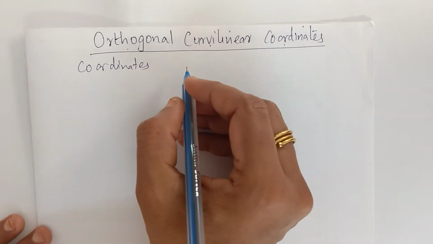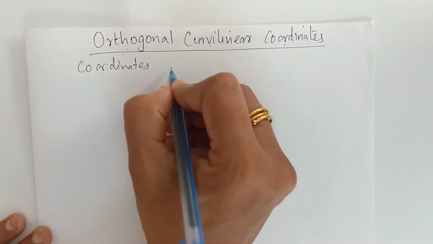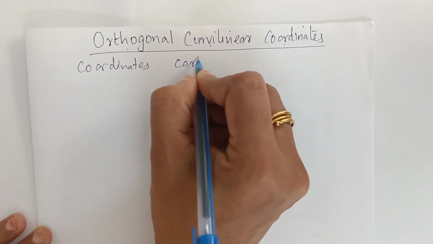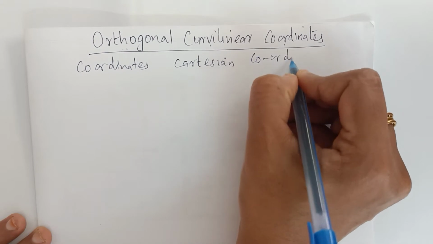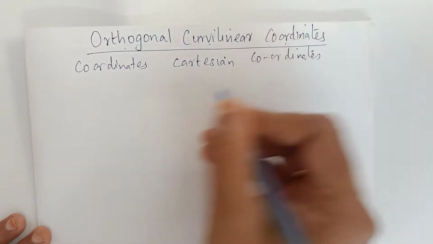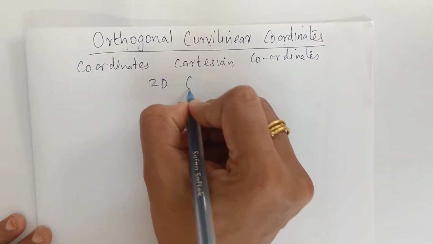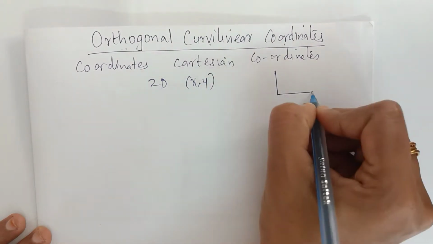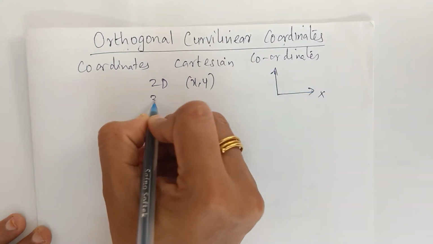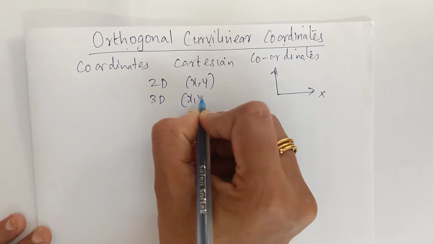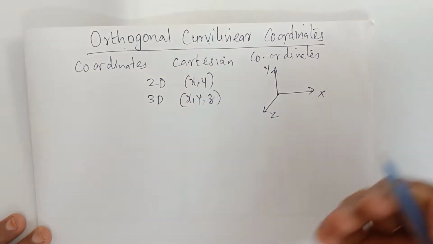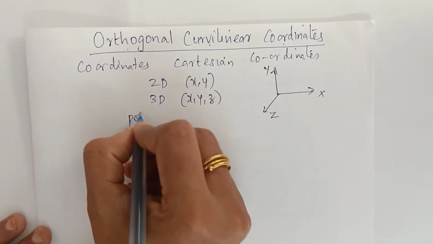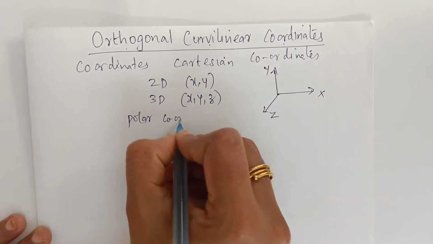We have Cartesian coordinates. When coordinates come to our mind, the first word that comes is our very basic one, that is Cartesian coordinates, right? We have 2 dimensions, we have 3 dimensions. Now we also have polar coordinates.